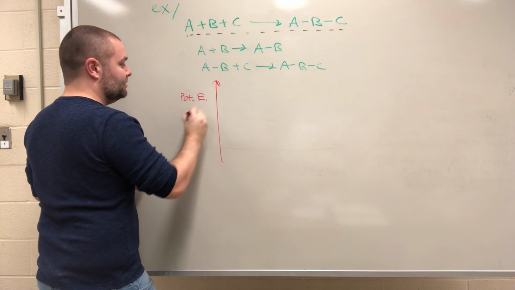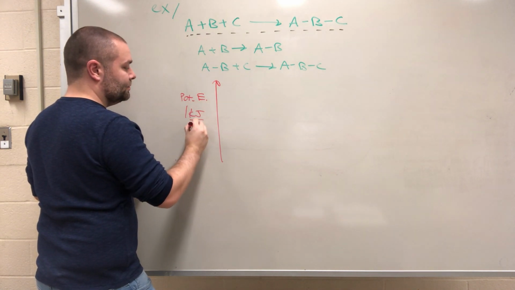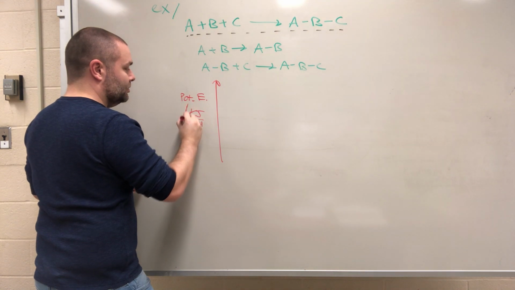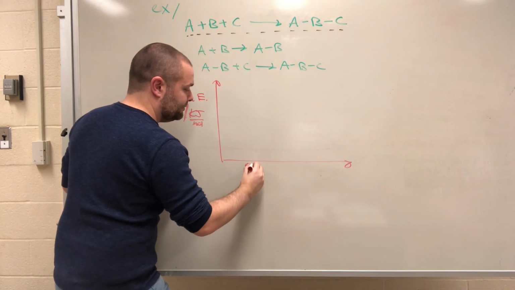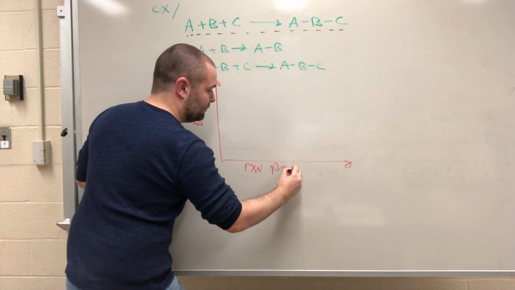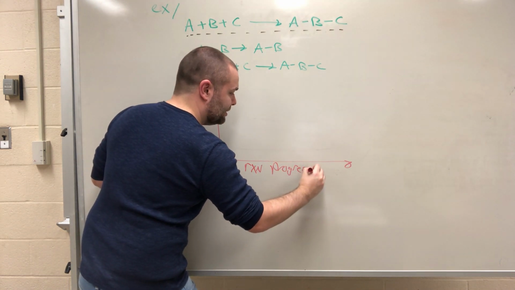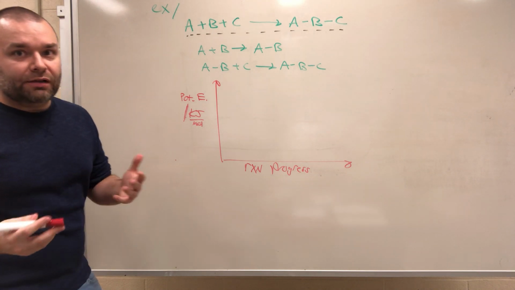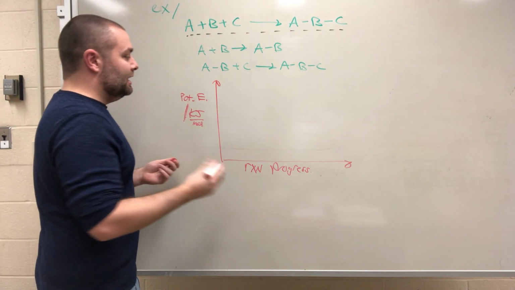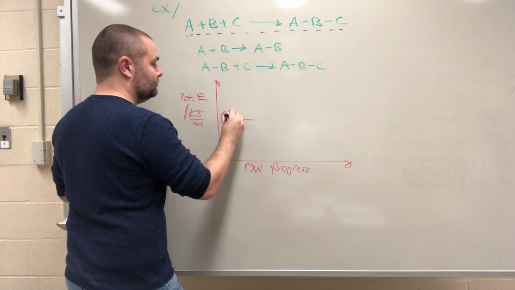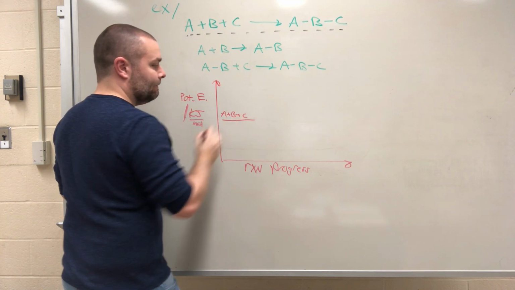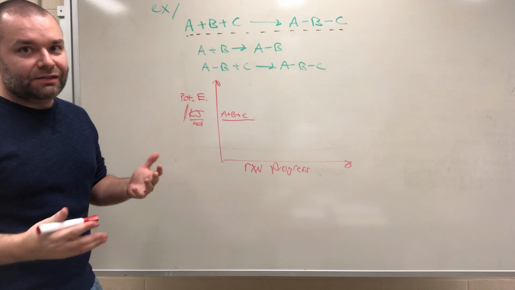So I'm gonna put potential energy here. Again, I'm gonna pick kilojoules per mole as the unit. Here I'm gonna put reaction progress. You could label this reaction coordinate if you want. That'll be fine as well. Either way is gonna work. Let's say that we have A and B and C here.